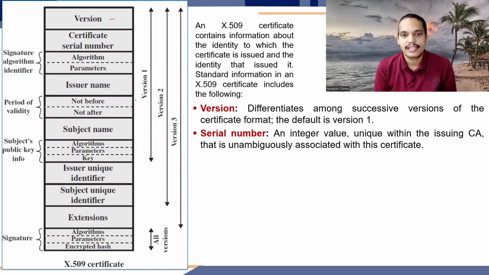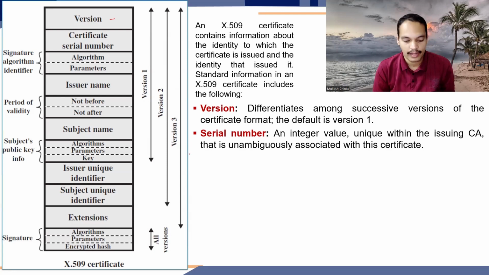The second one is what we call the serial number. This is an integer value unique within the issuing CA, that is unambiguously associated with the certificate. That means a serial number is unique and issued to only one certificate in one certificate authority. Just like your roll numbers, which is unique to you, a university will be issuing a certificate to only one roll number or to one person. So to uniquely identify you, I will directly type in the roll number. Similarly, a certificate is uniquely identified by the serial number. This is unique within one CA.